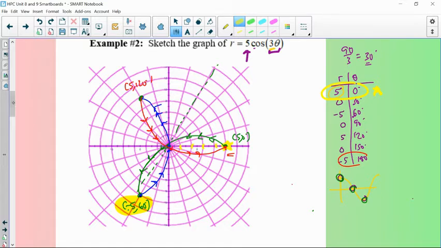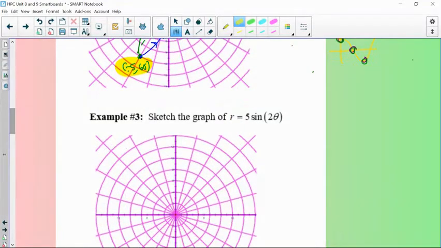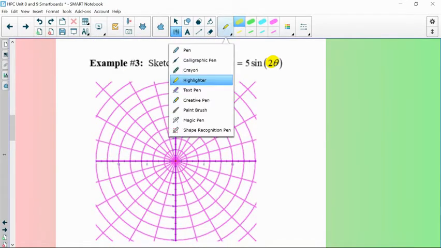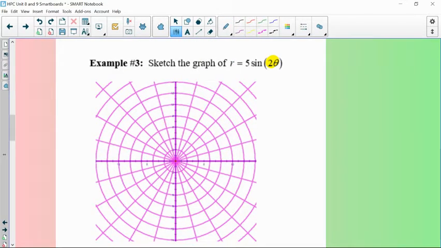Okay, now let's look at the next one, 5 sine of 2 theta. So now it's my first time where I have a 2 instead of a 3. I'm going to graph this by hand. So then what I'm thinking about is doing 90 divided by 2 to get my increment. So that's a 45-degree increment. So every 45 degrees, something's going to happen in terms of our sine function.